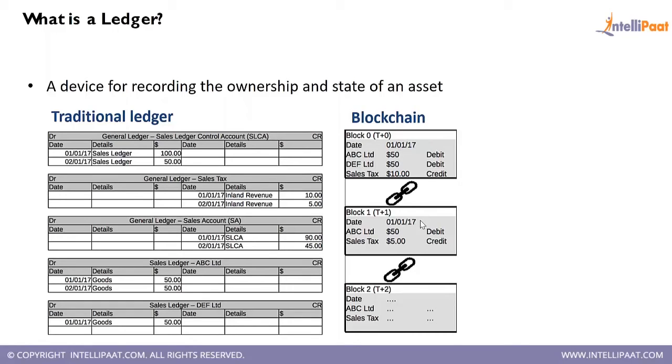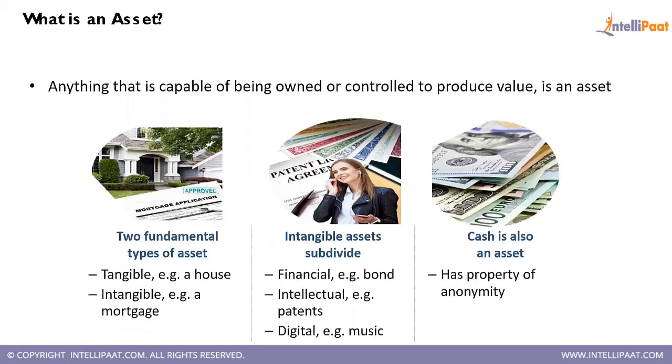So, what is an asset? Anything that is capable of being owned or controlled to produce value is an asset. As I said, there are two fundamental types of assets. One is tangible, like a house is a tangible asset. Intangible ones, like a mortgage. Intangible assets subdivide into financial, like bonds, intellectual, like patents or IP as we call it, and digital, which could be music and so on. Cash is also an asset and has the property of anonymity.